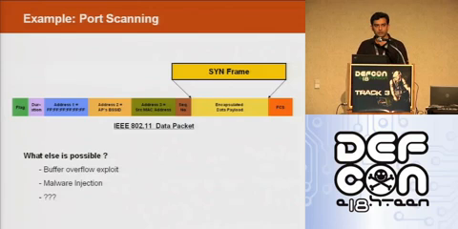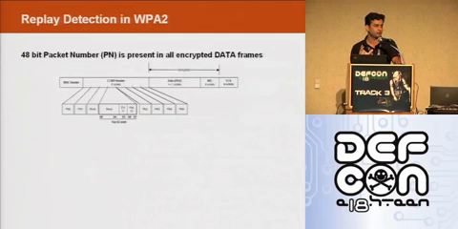This is the second example of GTK exploit. The third example of GTK exploit is related to replay detection in WPA2. There is something called replay detection in WPA2. All encrypted data frames have a field called packet number, which is a 48-bit number. This number is present in all encrypted data frames and is used to detect whether a frame is replayed or not.